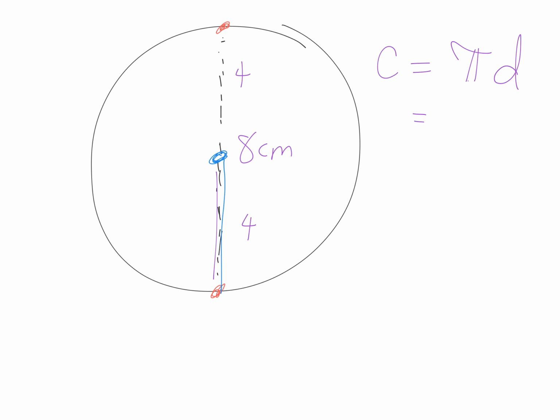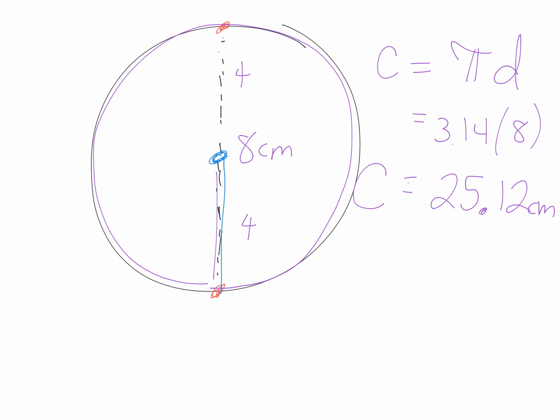So pi, we're going to use 3.14 times, what's the radius? Diameter? 3.14 times 8 is 25.12 centimeters. So this equals the circumference of the whole circle. So the distance around the circle, the whole thing, is 25.12.